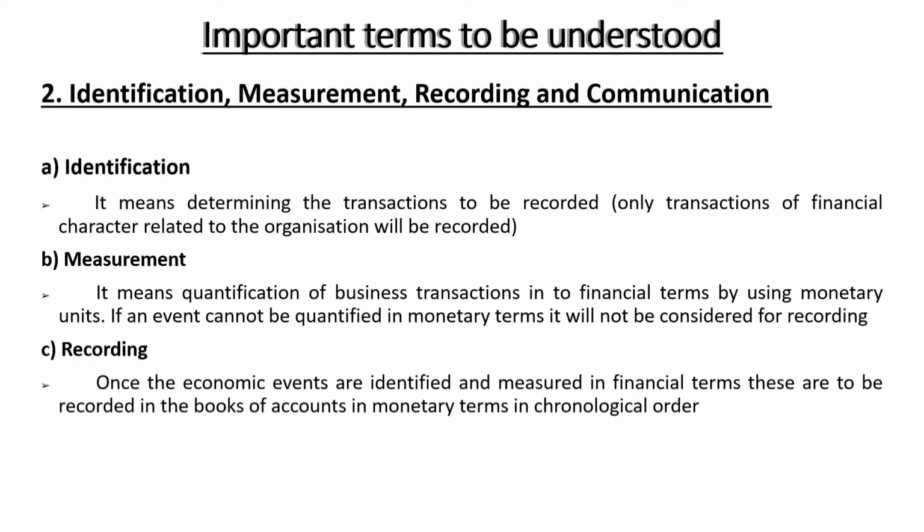So the second important terms to be understood are identification, measurement, recording and communication. First, the transactions which are to be recorded should be identified. While identifying, it must be noted that only the transactions which are of financial character related to the organization will be identified. Second, the identified transactions have to be quantified in terms of money, and those quantified transactions have to be recorded in the books of accounts in monetary terms and in chronological order.